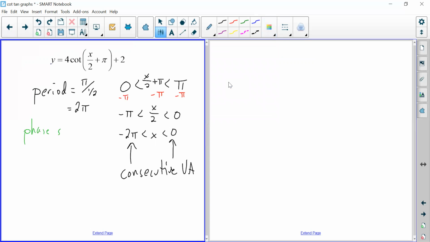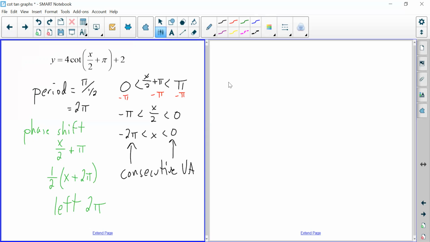It is not left pi. That's a common mistake. In x over 2 plus pi, the b value and the horizontal stretch and the horizontal shift got mixed together. You have to factor out that b value. So pi divided by a half is 2 pi. So the shift is to the left 2 pi.